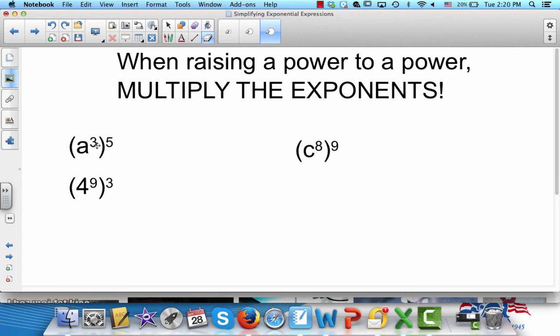So we've got a to the third to the fifth power. So what are we going to do? We're going to multiply 5 times 3, and we're going to get 15. Then over here we've got 4 to the ninth to the third power. So we're going to go 4 to the 9 times 3, which is 27. Now I want you to pause the video, do this one over here, and then get back with me and see how you did. Alright, so you did c to the 8th times 9, which gives you c to the 72. Good job. I'm sure you got that one right.